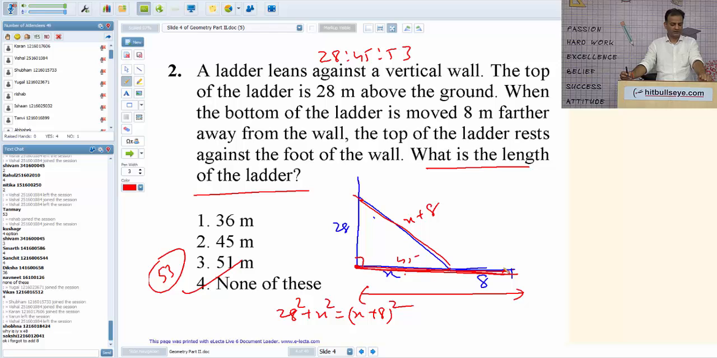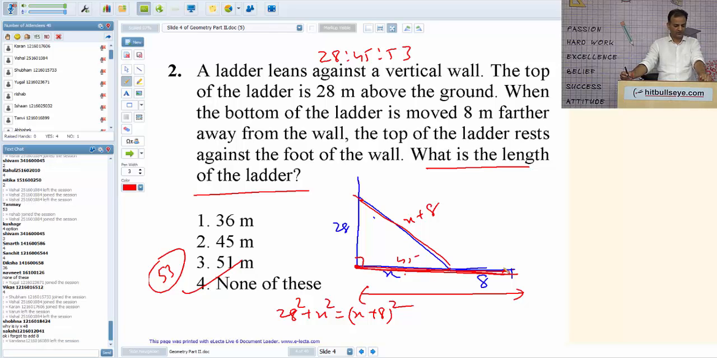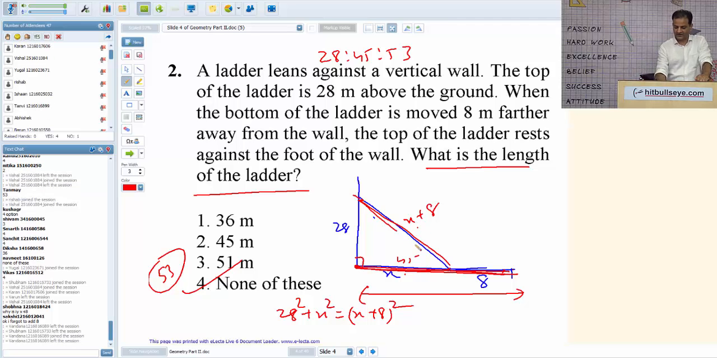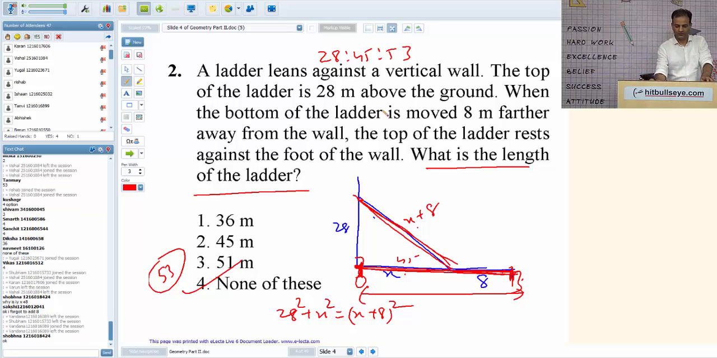Yeah, Sakshi, forget it. Why is it x plus 8, Shobhana? Because you can take this y, because this is a ladder which is leaning against a wall. If this ladder slips away 8 meter from here, that means this will be the length of the ladder. You can say OB is the length of the ladder. So this OB is equal to this hypotenuse, Shobhana, because the bottom of the ladder is moved 8 meter further away from the wall.